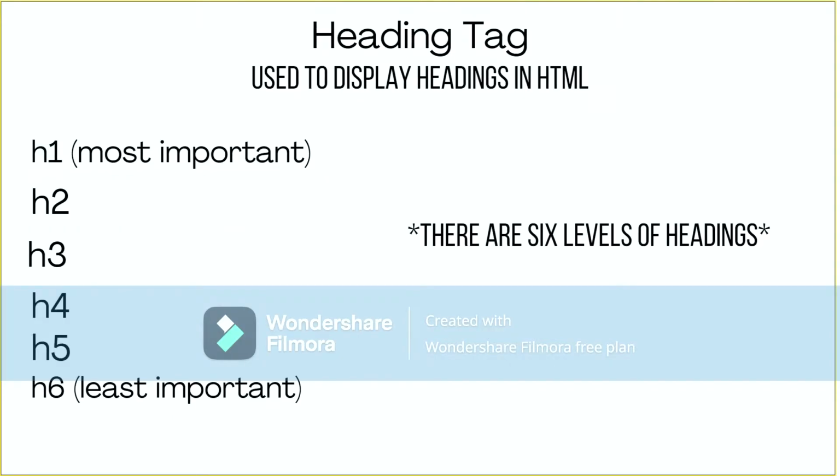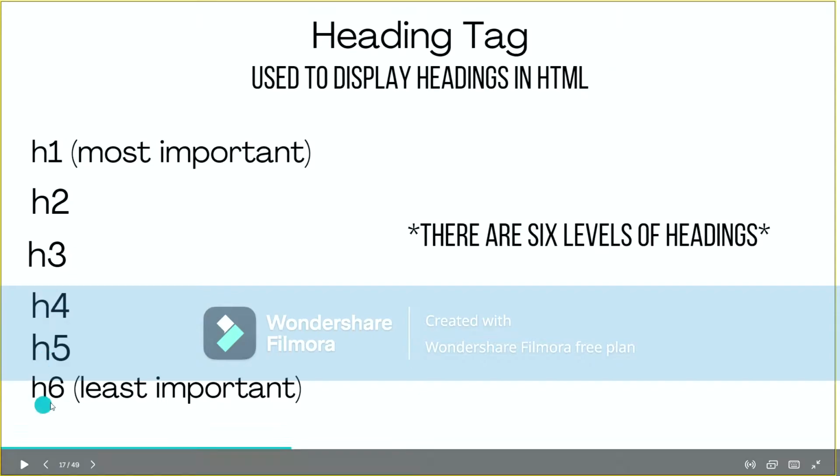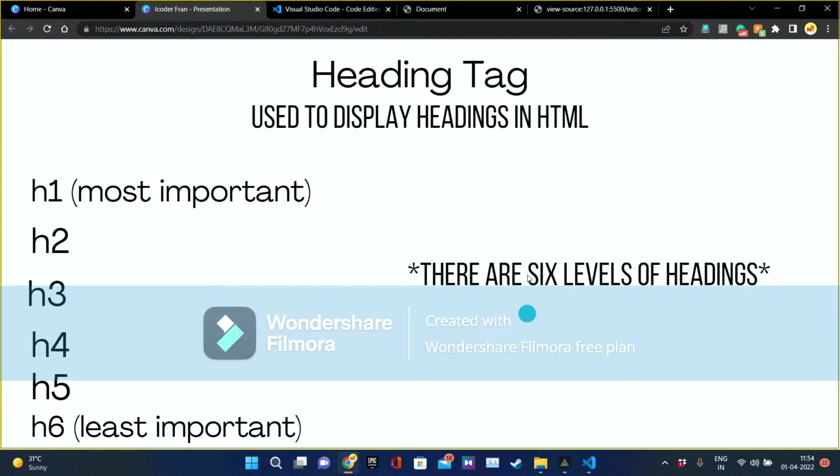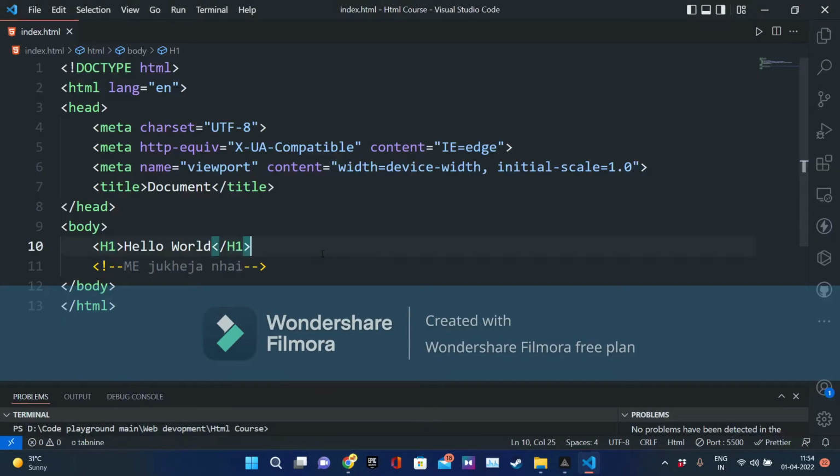Okay, second, now we have some headings. H1, H2, H3, H4, H5, H6. So H1 is the most important, H6 is the least important, and there are 6 levels of headings. Okay, I will tell you here right now.